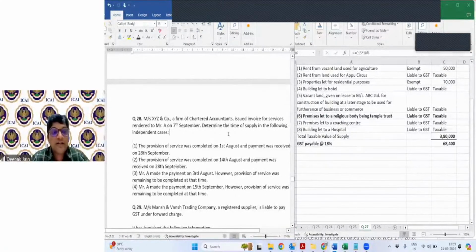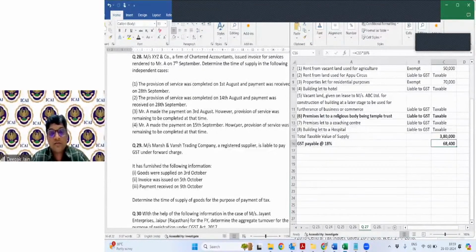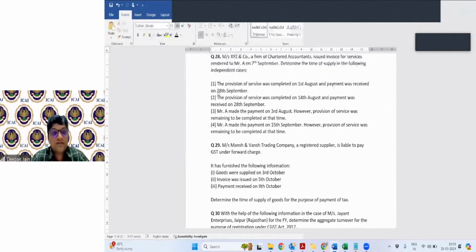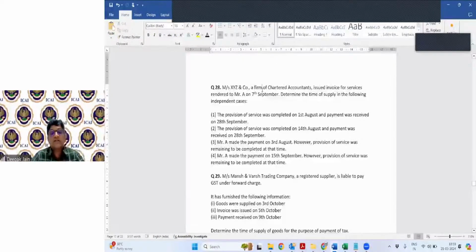Now question number 28. Messrs. XYZ and Company, a firm of chartered accountants, issued invoices for services rendered to Mr. A on 7 September. Determine the time of supply in the following independent cases. Each of these cases is independent, nothing is dependent. So you have to answer in each of these cases.